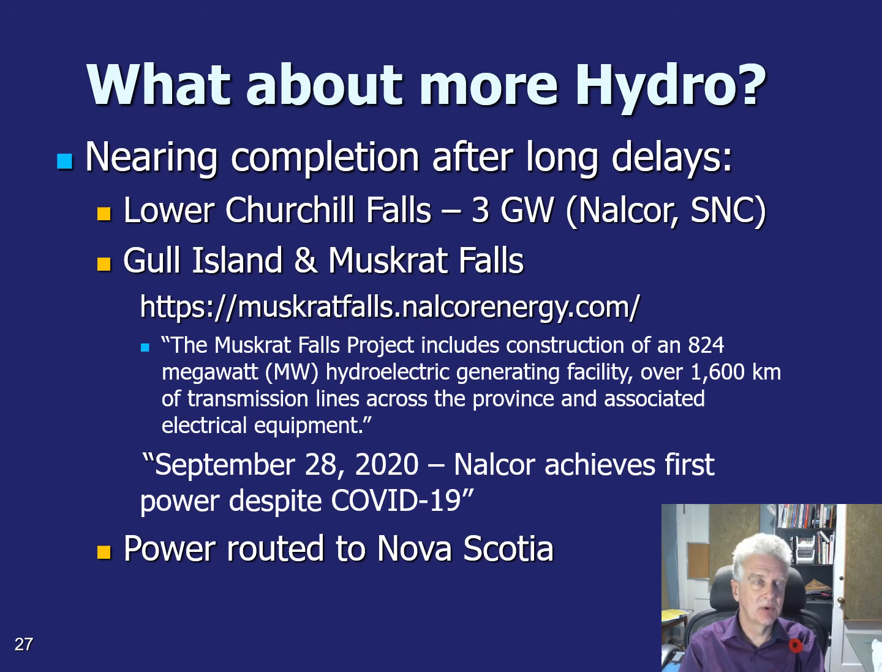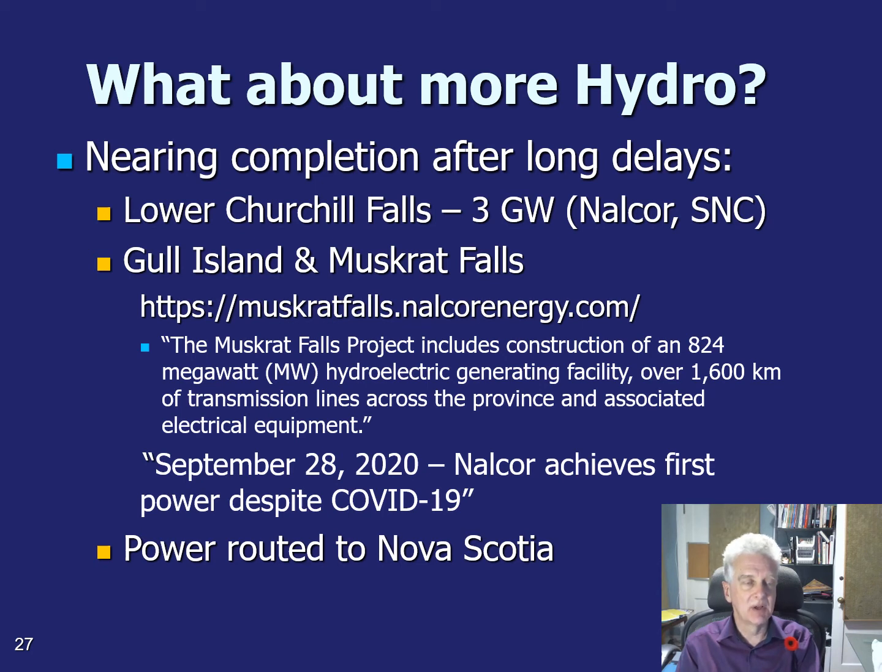A much brighter note for hydro in Canada is that after many, many years of delays, two significant projects in the Maritimes are now finally coming into force. So there's the Lower Churchill Falls, a 3 gigawatt, not quite run-of-river, but a small-scale hydro, much less impoundment than the major Churchill Falls reservoir, put in by Nalcor and SNC, and the Gull Island Muskrat Falls staged just downriver from there. And here's an interesting quote. The Muskrat Falls project includes construction of an 824 megawatt hydro facility, 1,600 kilometers of transmission line along the province and associated electrical equipment.